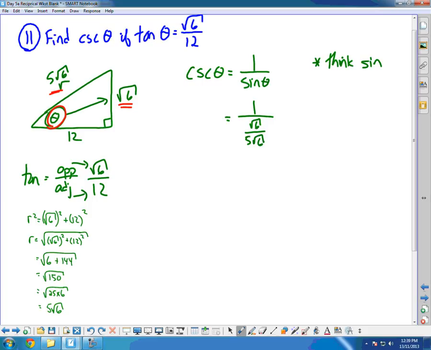I'm not asked to find sine, so you might just go straight to this and say, okay, I'll think about sine, but then I'll do the reciprocal. So if I know that sine is root 6 over 5 root 6, I'll just flip it right away and go 5 root 6 over root 6. Of course, just by looking at it, you realize that the root 6 divided by root 6 is going to cancel. And so therefore, the cosecant of theta is 5.